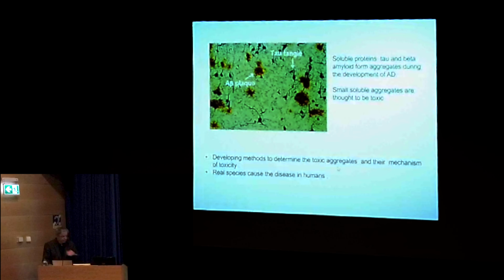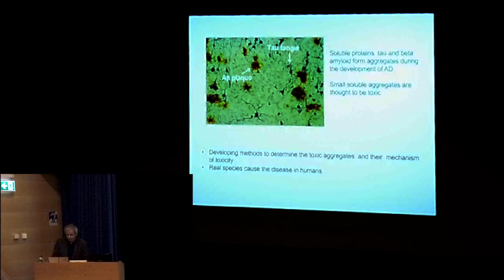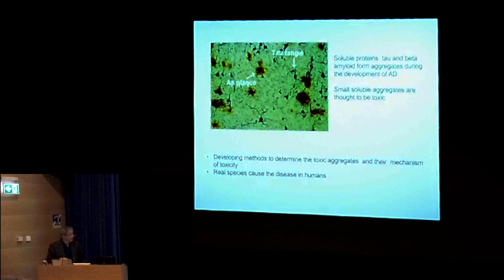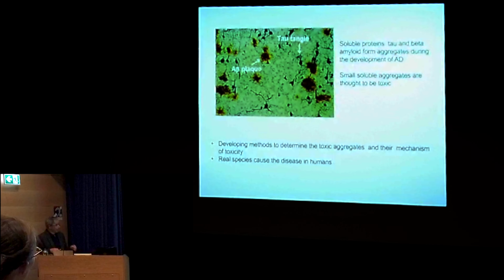So what I'm going to talk about now is our applications to Alzheimer's disease. In Alzheimer's disease, soluble proteins, tau and beta amyloid, form these aggregates. These proteins are interesting, they're unfolded in their native state, and they form these characteristic amyloid plaques, which are extracellular, and these intracellular tau tangles.